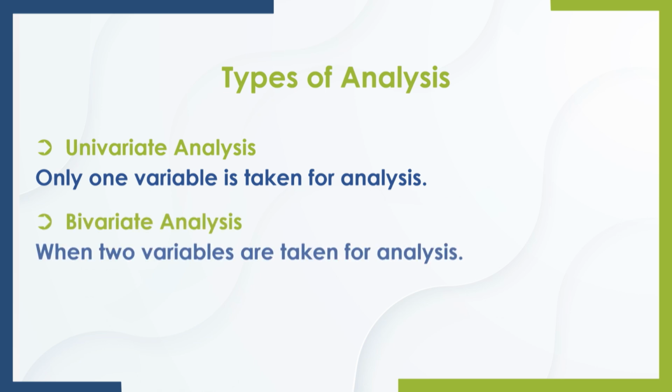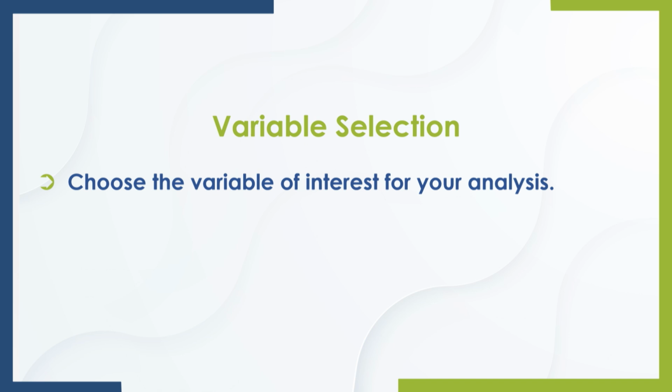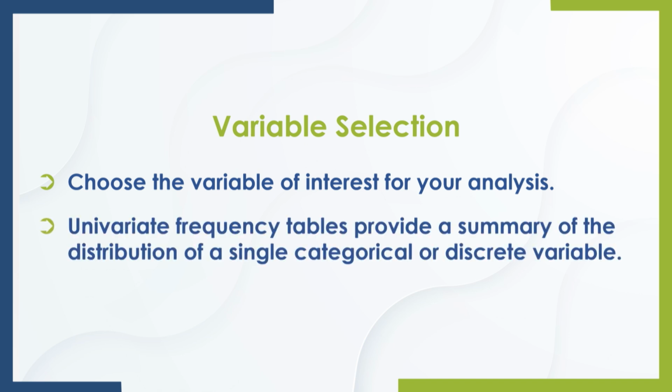Bivariate analysis, when two variables are taken for analysis. Suppose you want to find the relationship between height and weight, at that time you will consider height as one variable and weight as another variable. Similarly, multivariate analysis, when more than two variables are used for analysis. Variable selection: choose the variable of interest for your analysis, either it may be univariate, bivariate or multivariate. Univariate frequency tables provide a summary of the distribution of a single categorical or discrete variable.